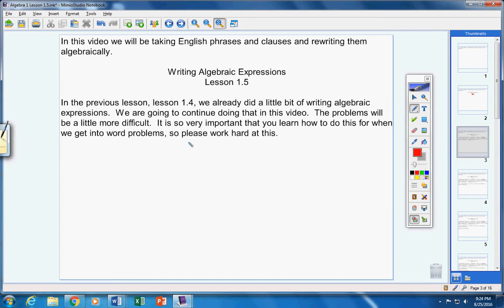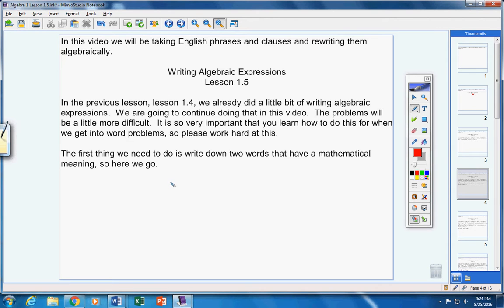Now, in the previous lesson, lesson 1.4, we already did a little bit of writing algebraic expressions. Hopefully you remember that. We are going to continue doing that in this video. However, the problems will be a little more difficult. It is so very important that you learn how to do this for when we get into word problems. So please work hard at this.